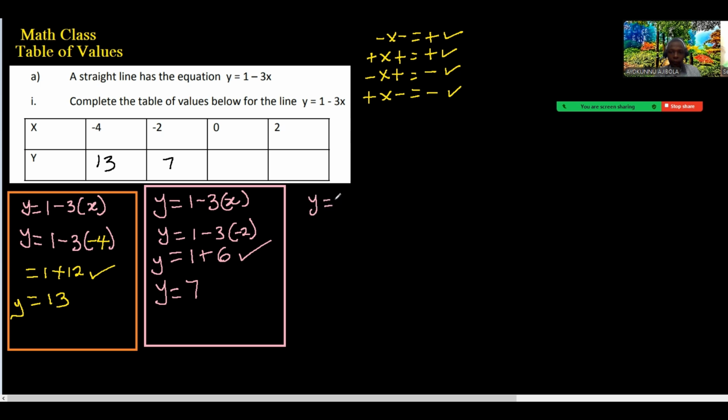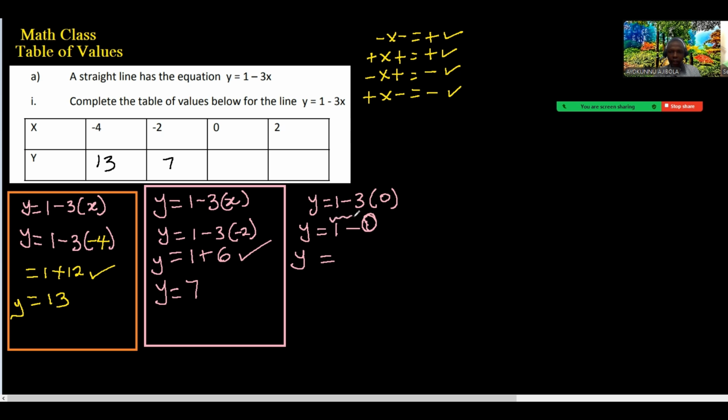Y equals 1 minus 3x. So it's going to be 1 minus 3x, right? So what's x now? 0, right? And what is 3 times 0? 0. So what is y now? 0. How can y be 0? Because 3 times 0 equals 0.